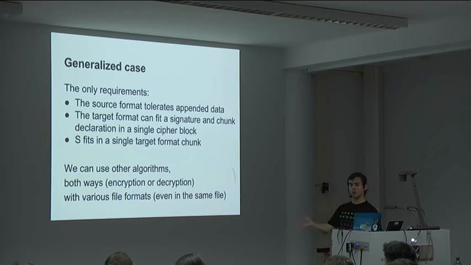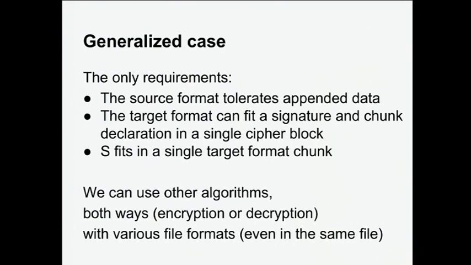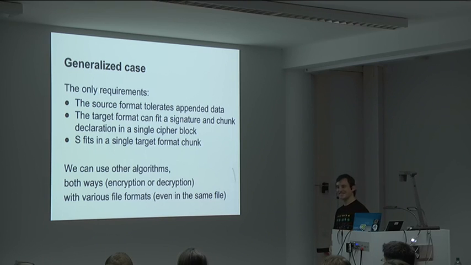So this works with any algorithm, any source format, any target format. The source format should tolerate appended data. The target format can fit a signature and a chunk declaration into a single cipher block, and the source file has to fit into a single chunk of the target format. And as you saw, with 3DES, you can even combine two algorithms in the same file. And actually, the proof of concept I have ready for CCC is much more crazy, but yeah. It doesn't fit in a tweet.